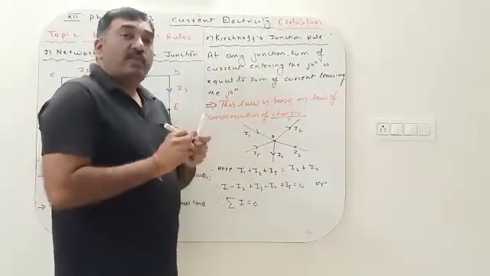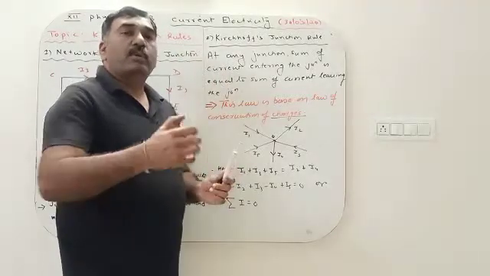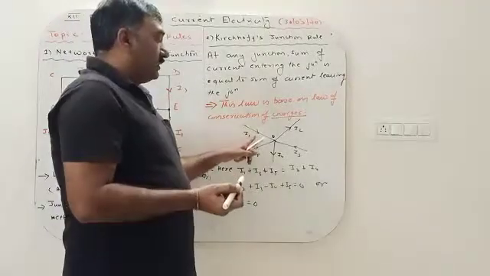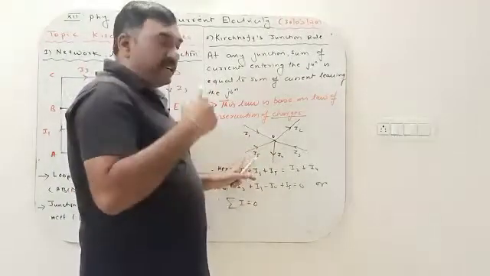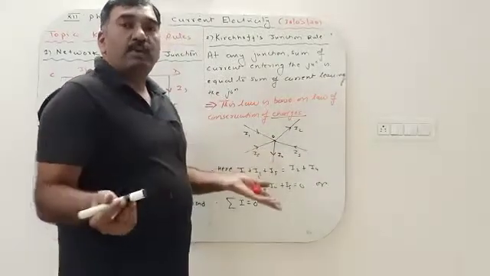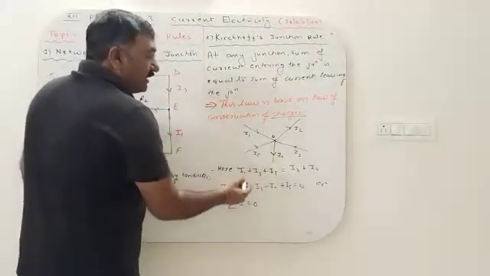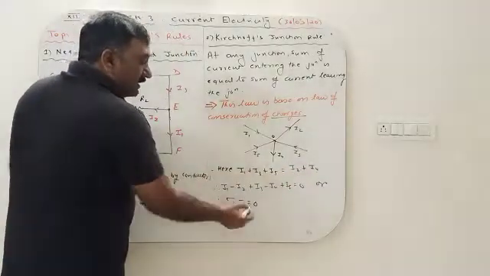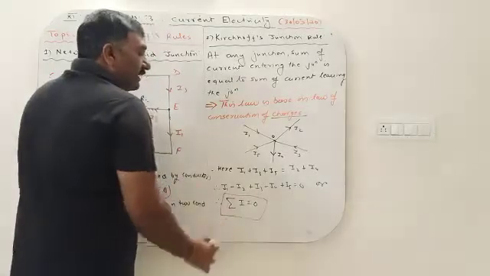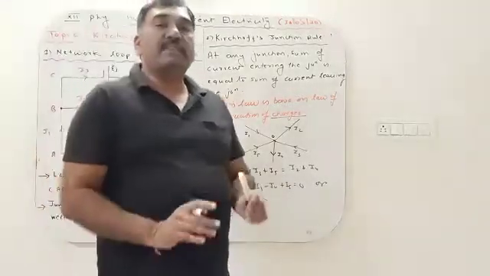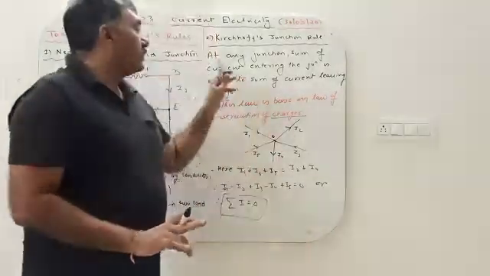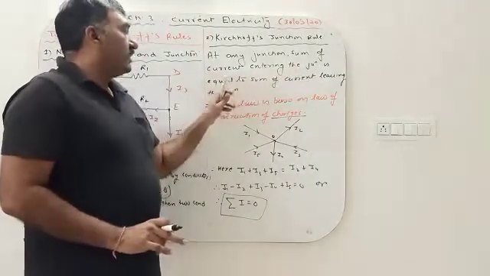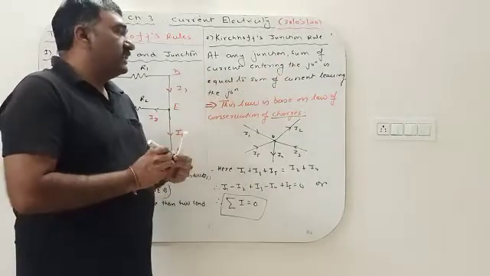This means that the amount of charge which enters the junction is equal to the amount of charge leaving the junction. So the amount of charge: Q1, Q3 and Q5 entering, Q2 and Q4 leaving. Q is equal to IT. Therefore, in time t, I1 plus I3 plus I5 is equal to I2 plus I4. Or we can say that the algebraic sum of electric current passing through a junction is 0. So at any junction, the sum of current entering the junction is equal to the sum of current leaving the junction.